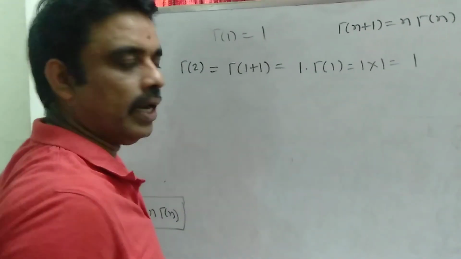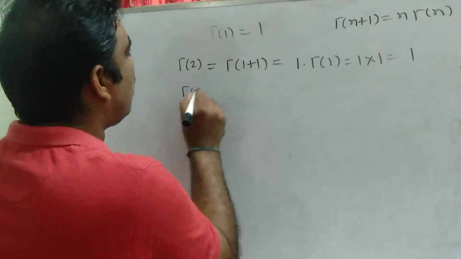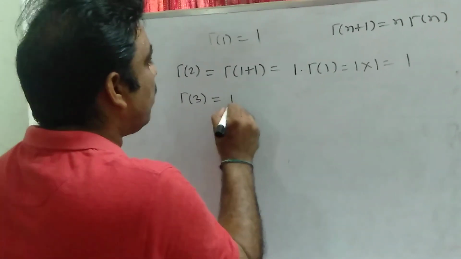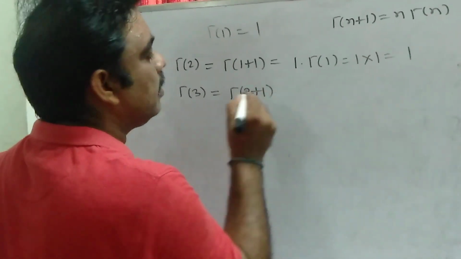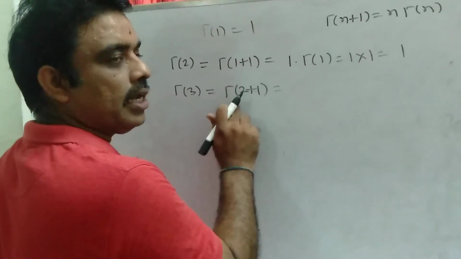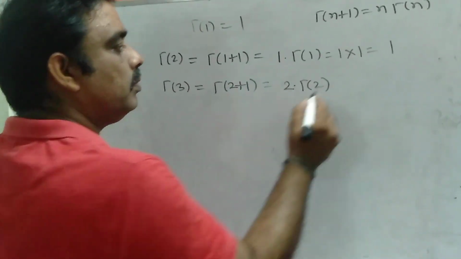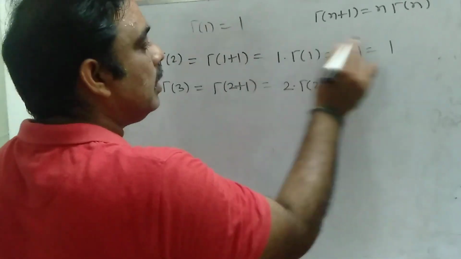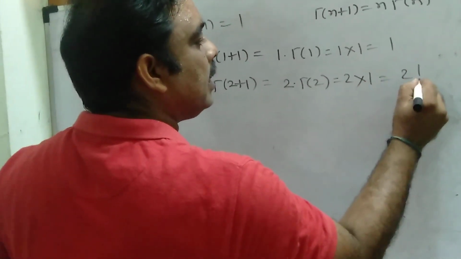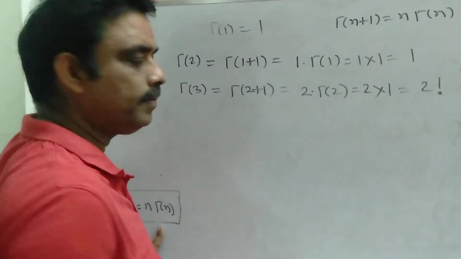Gamma of 2 is also 1. Now calculate gamma of 3. So what is gamma of 3? Gamma of 2 plus 1. So gamma of n plus 1 notation: n into gamma of n, 2 into gamma of 2. But what is gamma of 2? That is 1. So 2 into 1, that can be written as 2 factorial.